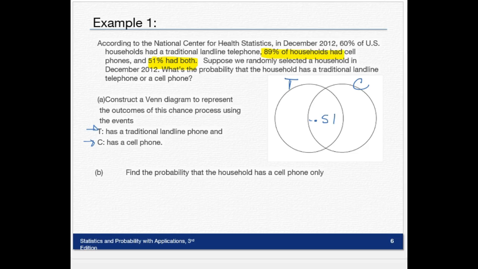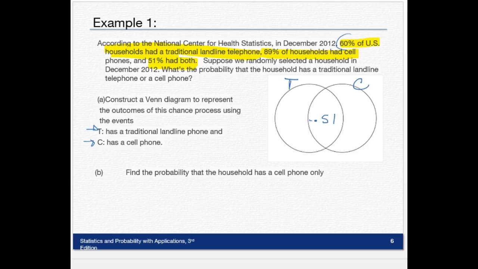It says 89% of the households had cell phones. Then it says 60% of U.S. households had a traditional landline telephone. All right? So those pieces of information are going to help us fill in the rest of it.